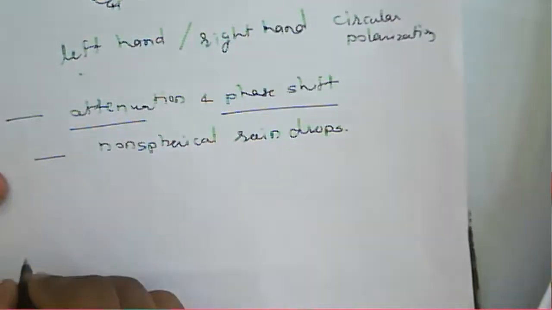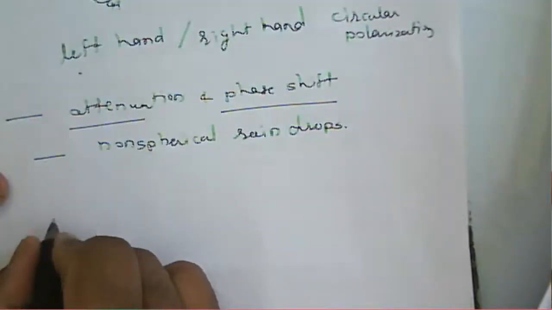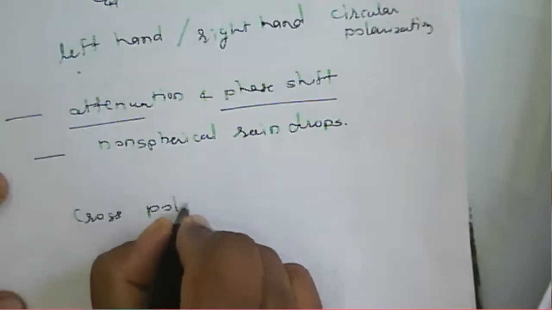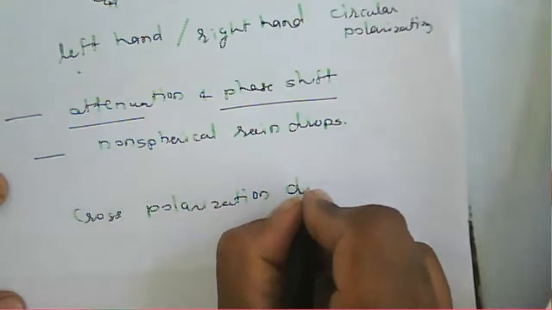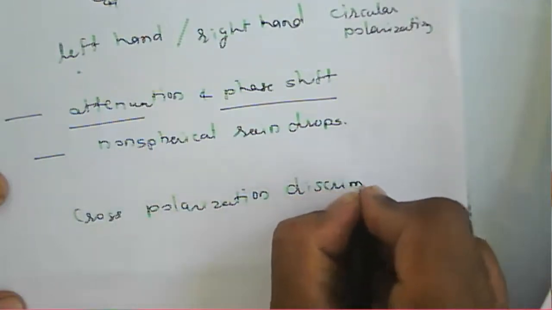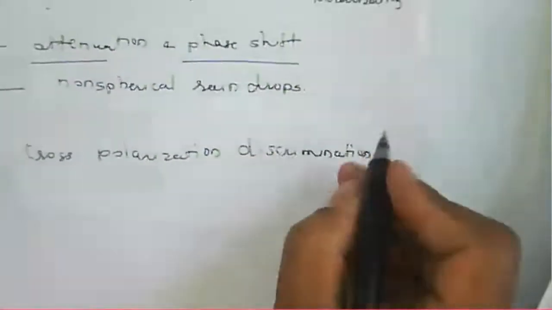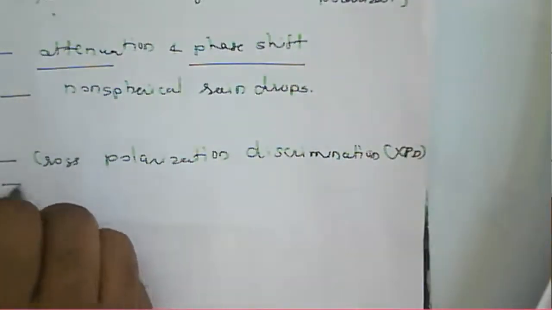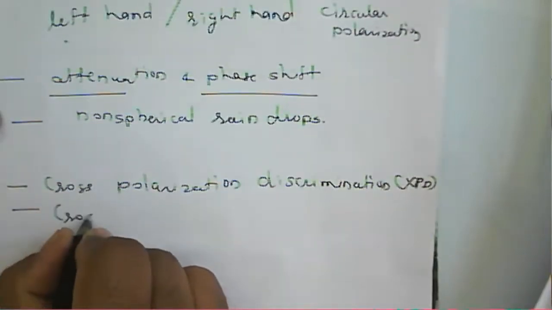Generally, we can term depolarization using the factor of cross polarization discrimination. Okay, cross polarization discrimination, that is about XPD we say, or we can say cross polarization isolation.